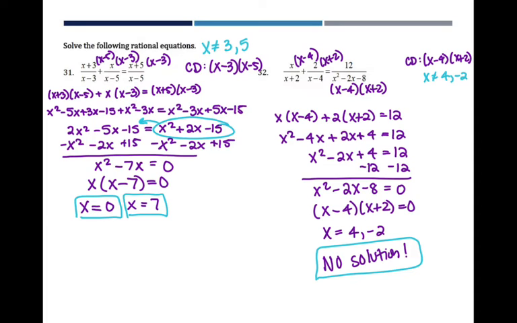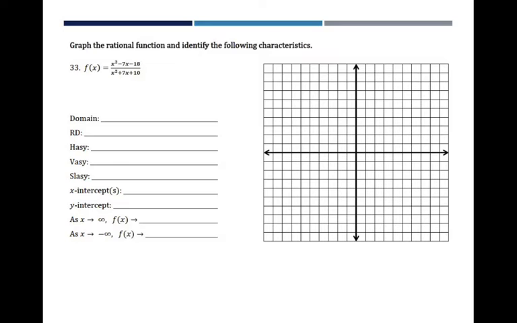All right, and we're graphing. Okay, so just like with everything we've done so far, we always want to start by factoring. So I'm going to go ahead and factor both my numerator and the denominator. So this becomes (x minus 9)(x plus 2). On the bottom, I have (x plus 5)(x plus 2).